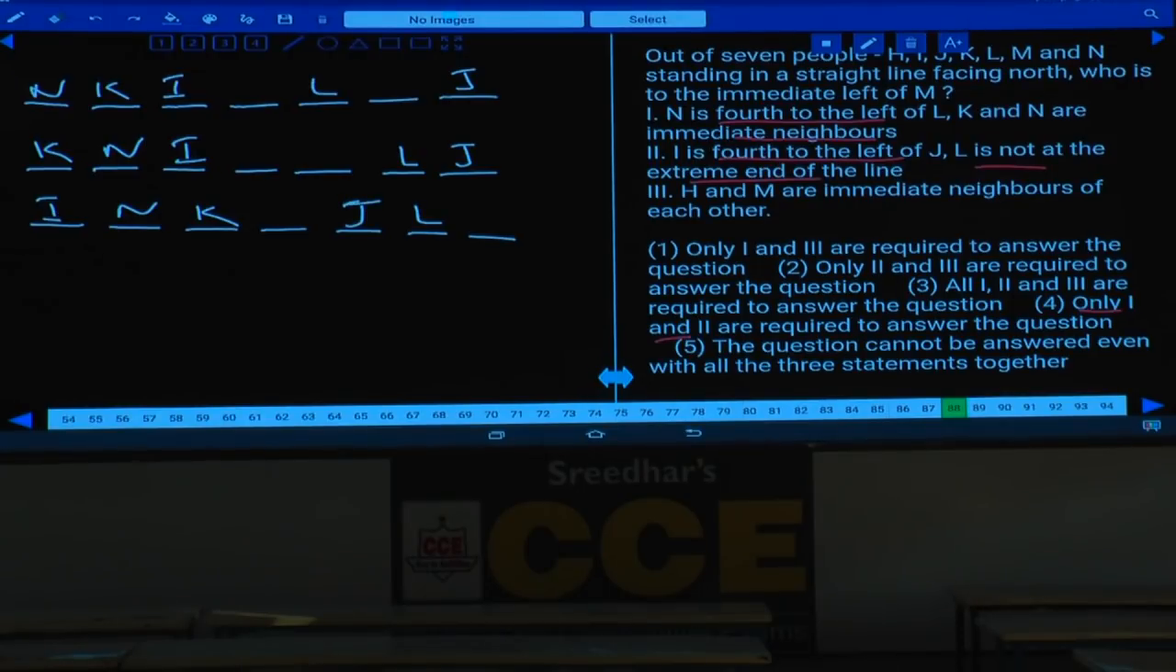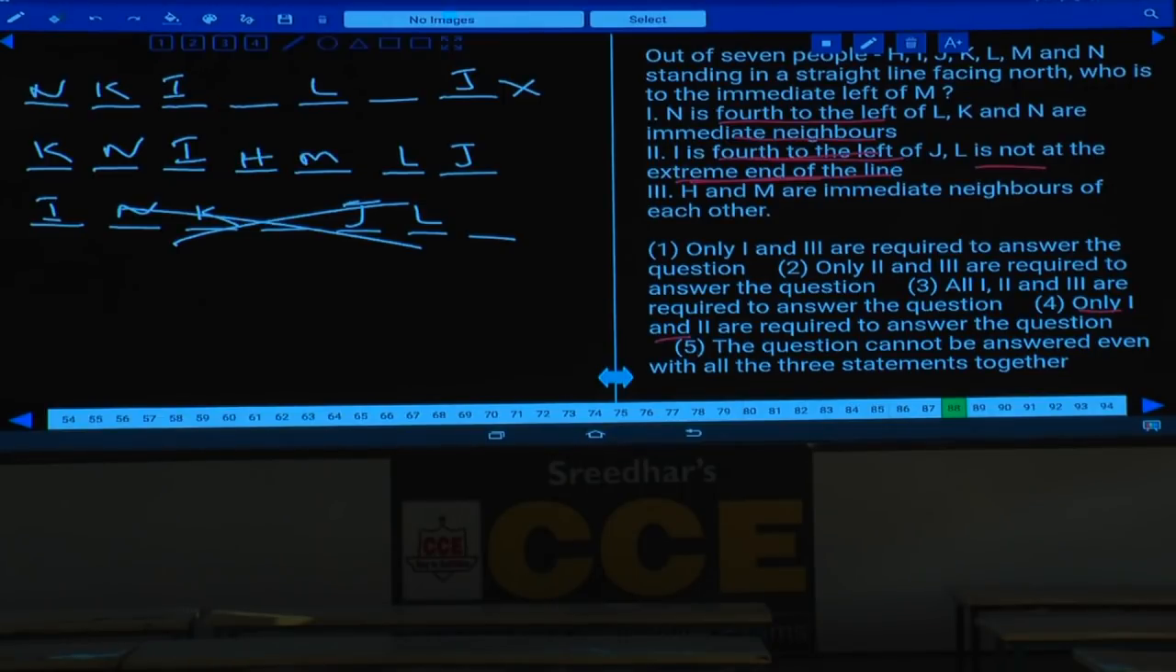All the 3 cases are valid or not? I is 4 to the left of J, and L is not at the extreme end of the line. H and M are immediate neighbors to each other. Now in this case, H and M being immediate neighbors is ruled out, isn't it? Hence here also that is ruled out. Finally we are left with only one case. And what is ordered here? H and M. Are you getting the answer or not?